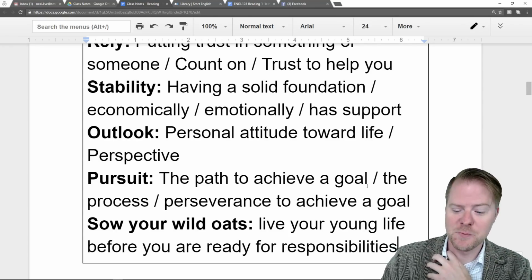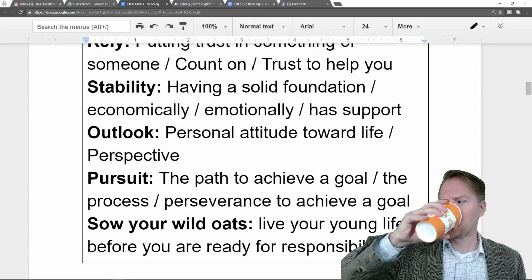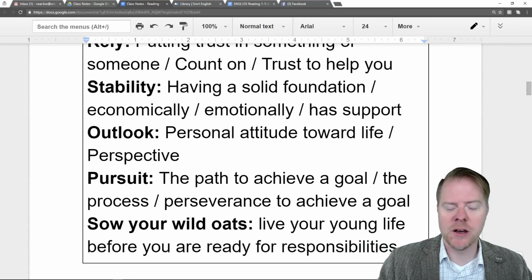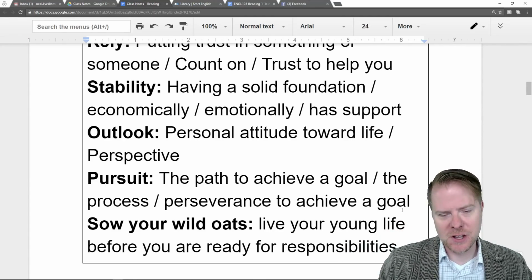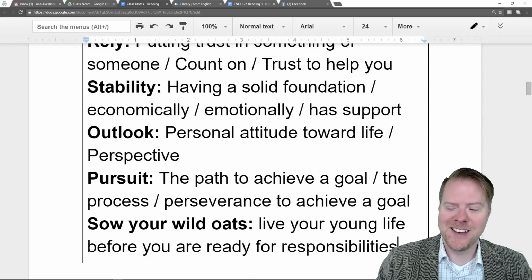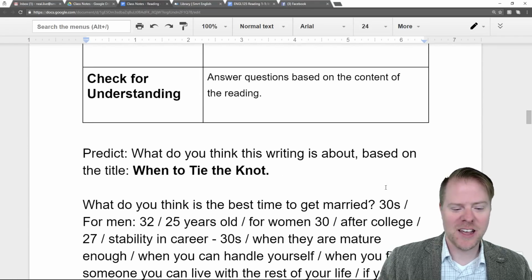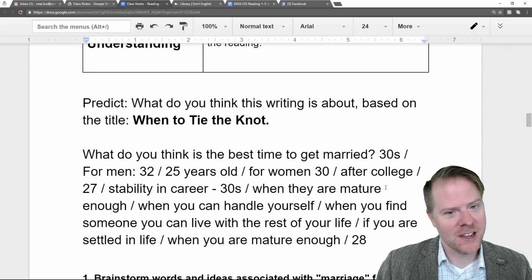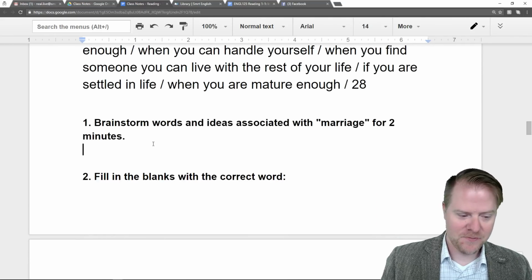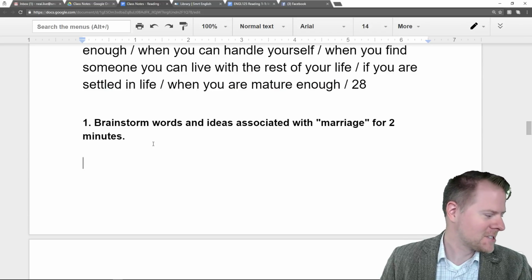Yes, we're all spinsters and bachelors here, aren't we? Myself included. I'm old, but I think I'm still sowing my wild oats. I still like to go out and have a good time. I don't think I'm ready to settle down yet. But that's okay. It's different for everybody. But again, the reading is going to tell us something different. Okay. We're still on the predict stage of this reading.